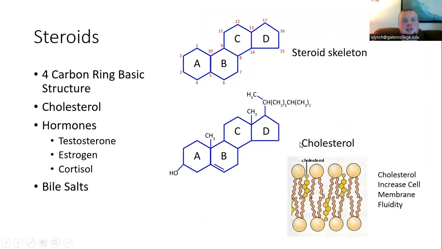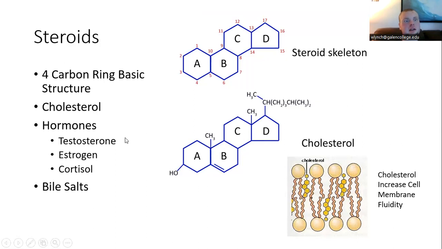Next categorization is steroids. Steroids are all based on a cholesterol structure. So they all have this 4-ring structure base. This is our standard cholesterol molecule. From that cholesterol, we can derive many different hormones. We can derive testosterone, we can derive estrogen, we can derive cortisol.